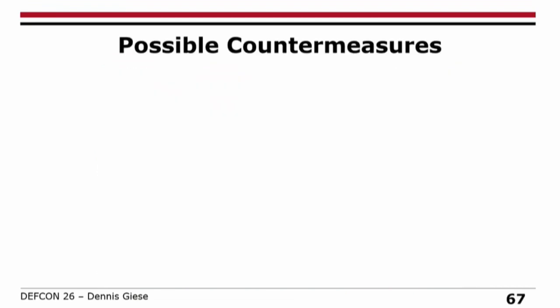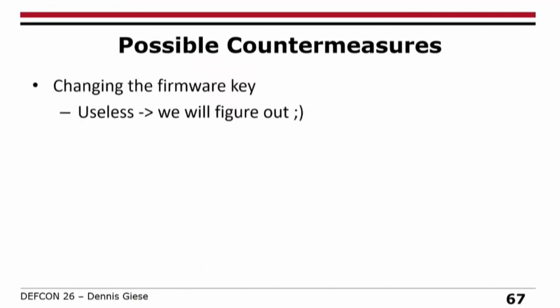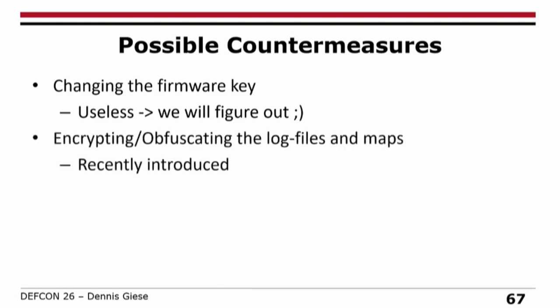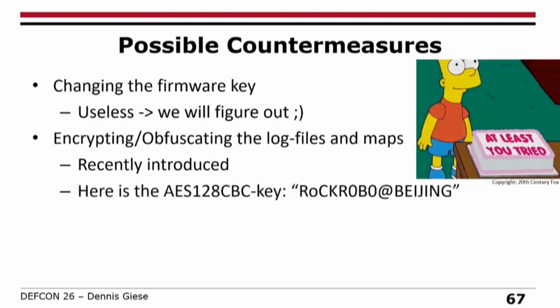There are sadly some countermeasures they can take against us. One of them is, for example, changing the firmware key. But I think that is now useless because we can quite easily figure it out. We can just take a look at that. The other thing they started to do in recent versions of the firmware is encrypt and obfuscate the log files and maps on the device. So it's a little bit more difficult to see the cloud communication clearly. But again, it's the typical case of, yeah, here's the encryption key, and at least they tried.